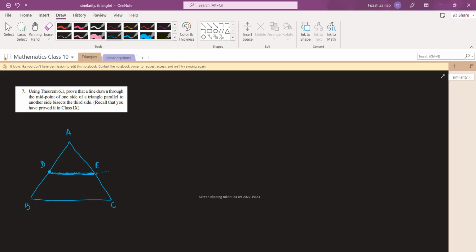This is actually the midpoint theorem which we proved in class 9th. So we proved it in a different manner. Now we will prove it using theorem 6.1, that is BPT, right?